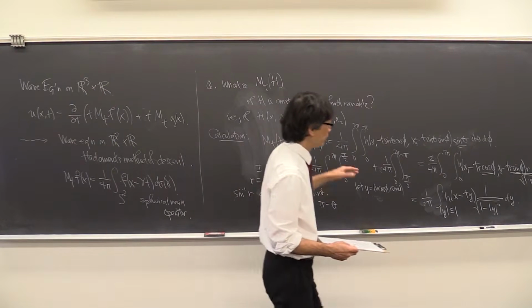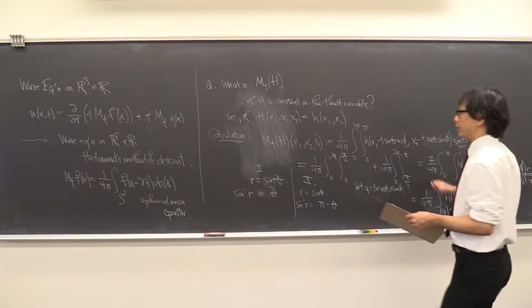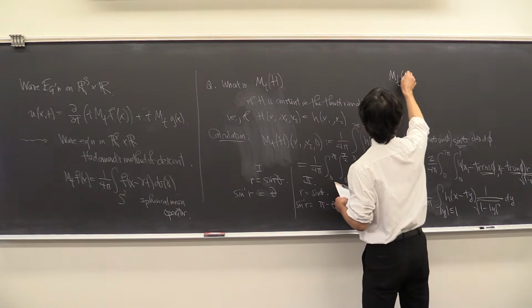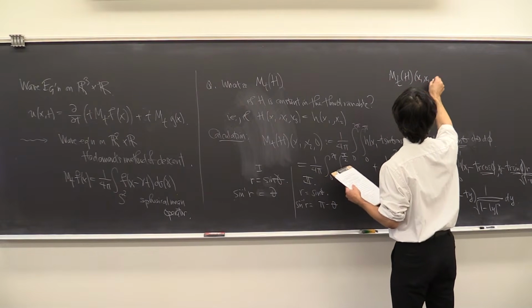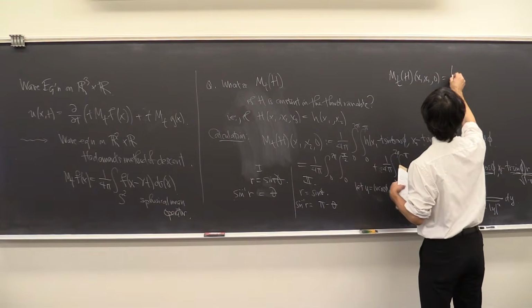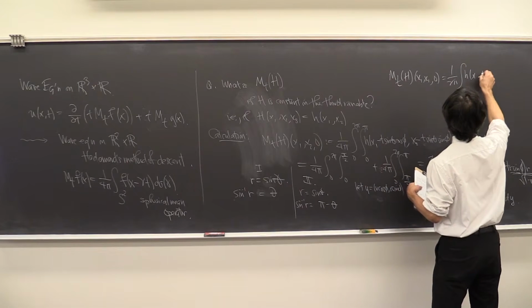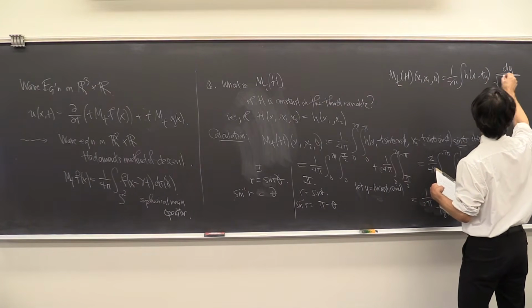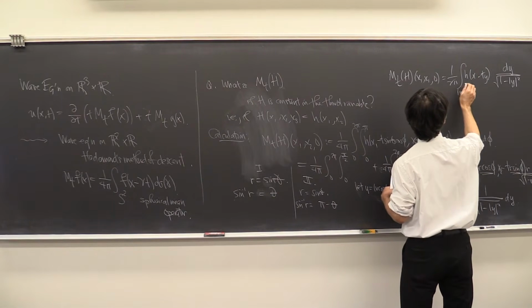So that's what we get, right? Okay. So let me just write that out. We get that the spherical mean at this point equals the integral of h(x minus ty) dy over the square root of 1 minus the absolute value of y squared, over the disk of radius 1.